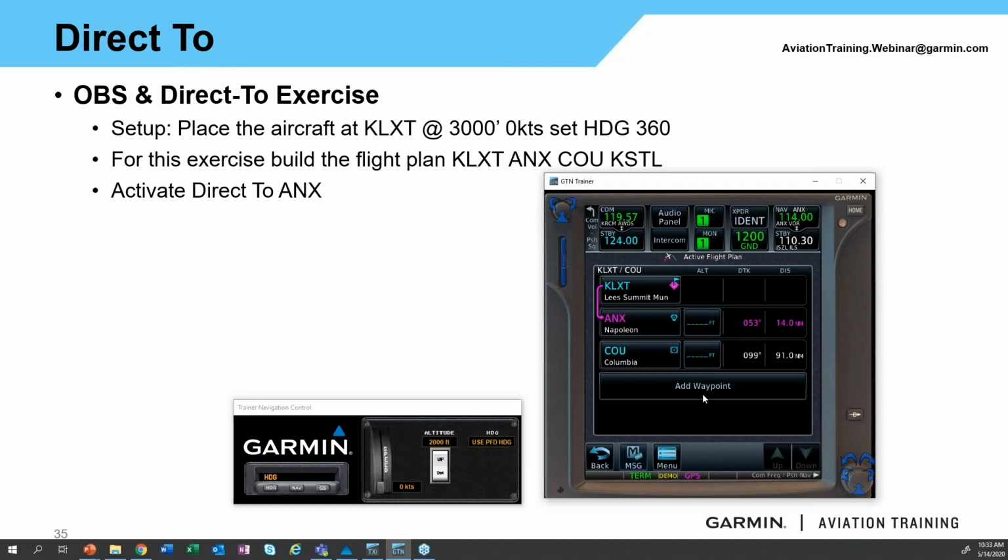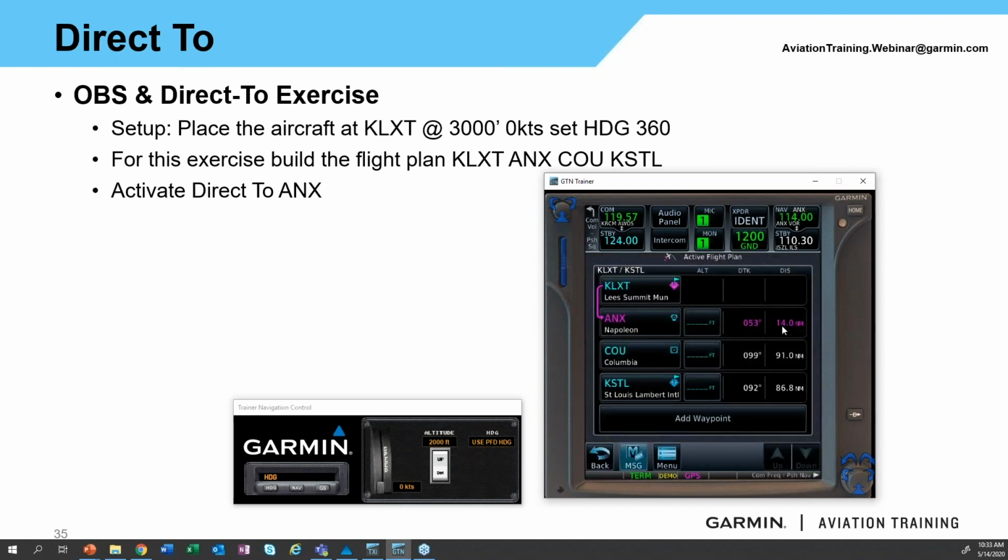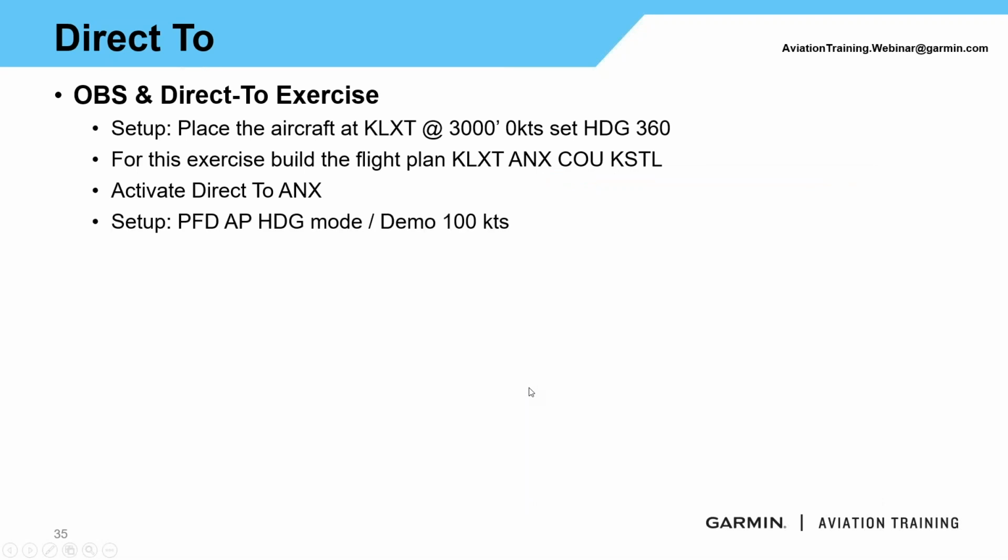So now I've got that in there, and we'll go add in the final waypoint of KSTL. So now that I've typed in KST, I don't have to press L and enter. I can just come up to the fast find and touch that button. So now I've got my flight plan in there, and I have my active leg from LXT. Let's see the next step in the scenario here.